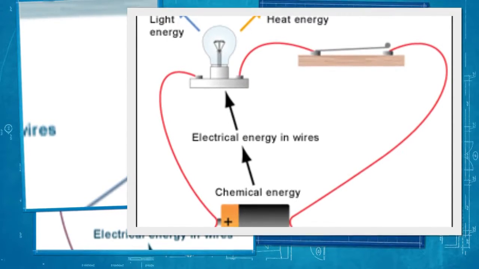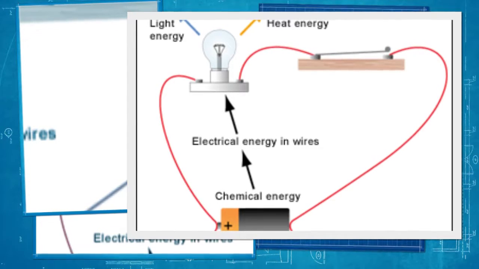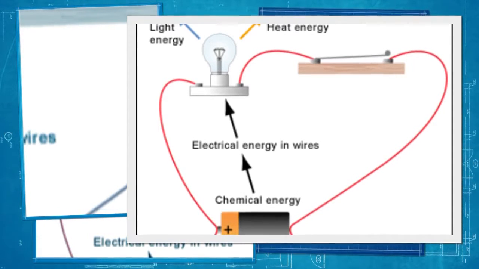In the example, you can see how the battery creates the chemical energy the light bulb has or needs. Another type of energy is nuclear energy.